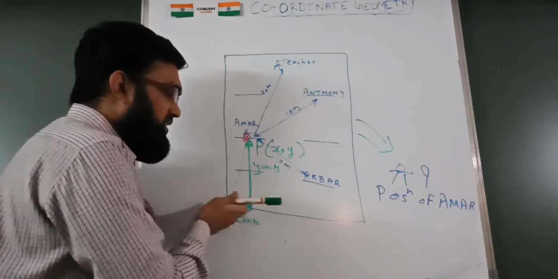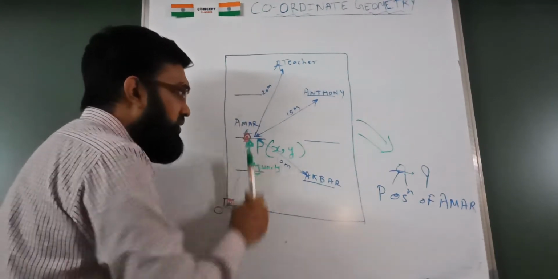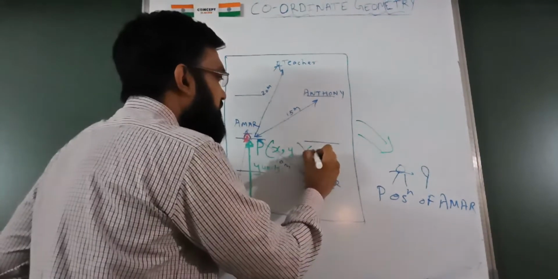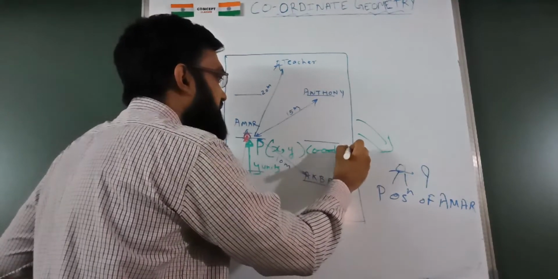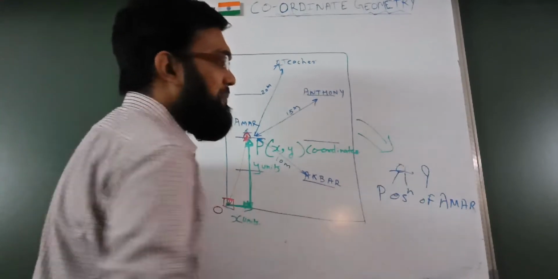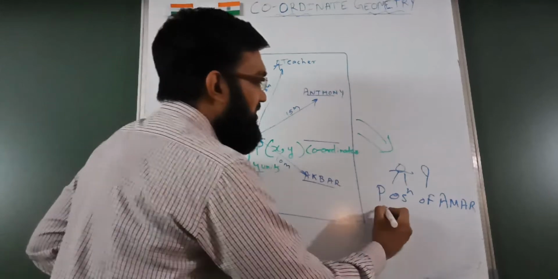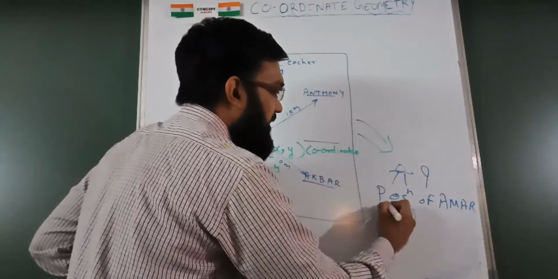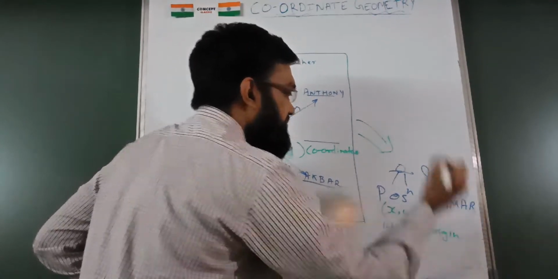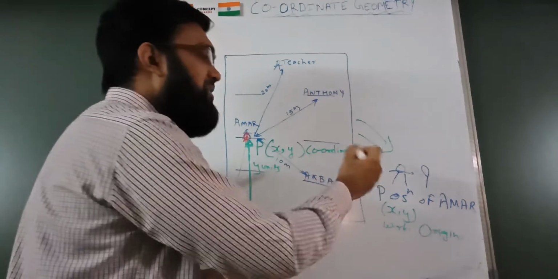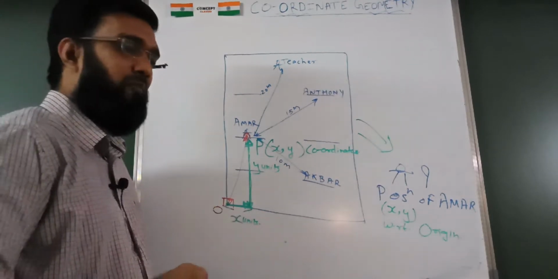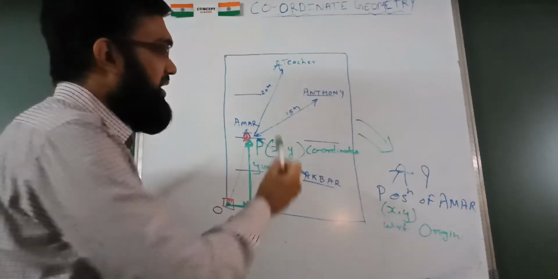X means X units along this direction, and then I go Y units along this direction, and I mark this point as P X comma Y, which is called the coordinates of Amar or point P here. So now I can tell the answer to the person standing outside the class. Answer is X comma Y with respect to point O, or I will call it the origin. So now this person will be able to know where Amar is situated. This is how we use coordinate geometry. This is the main idea behind it.